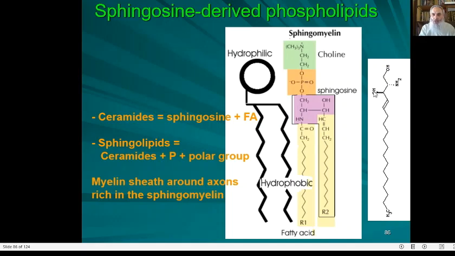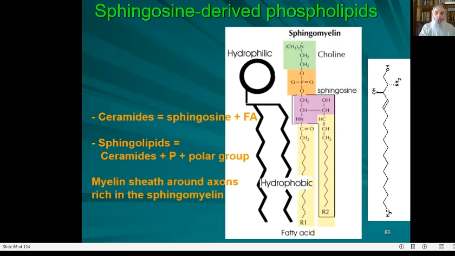This hydroxyl group is this one. This amino group is this one. This OH is this one. And this CH2 is this one. Sorry. So a ceramide is the sphingosine plus a fatty acid. So a phospholipid that is derived of sphingosine is equal to sphingosine plus fatty acid, making a ceramide. The ceramide plus phosphate makes a phospholipid that is sphingosine derived.